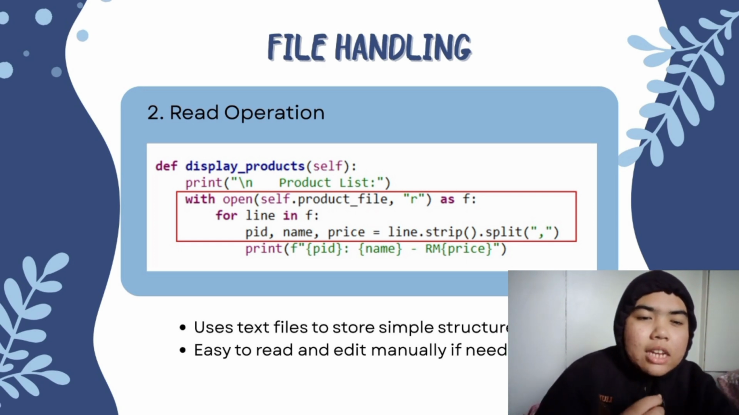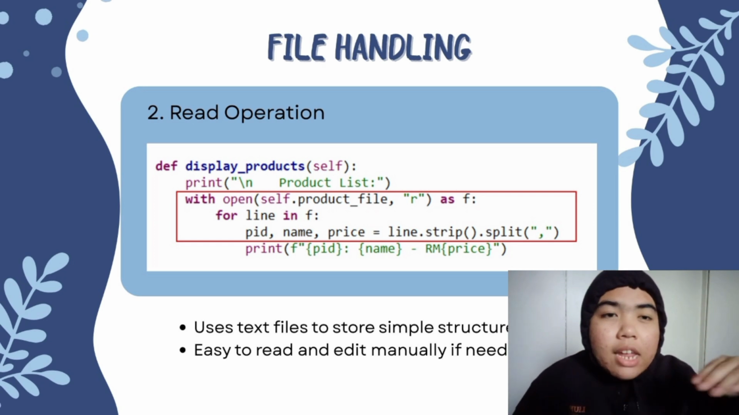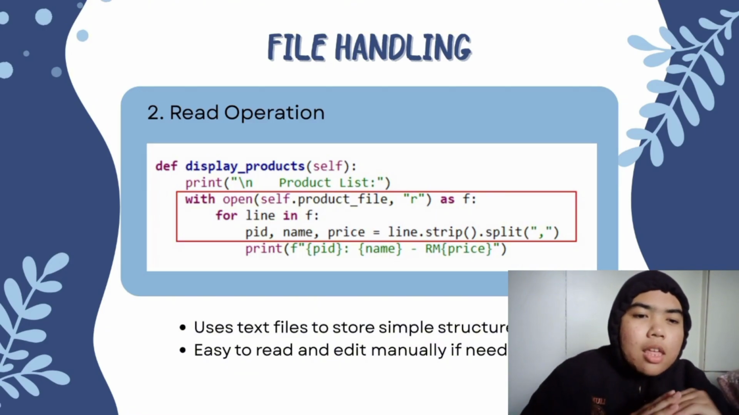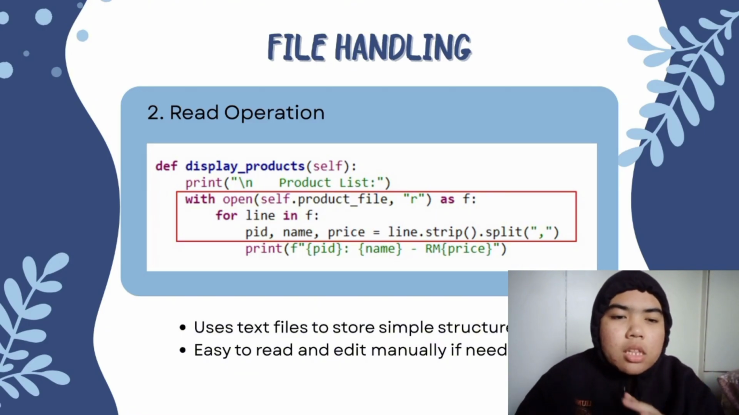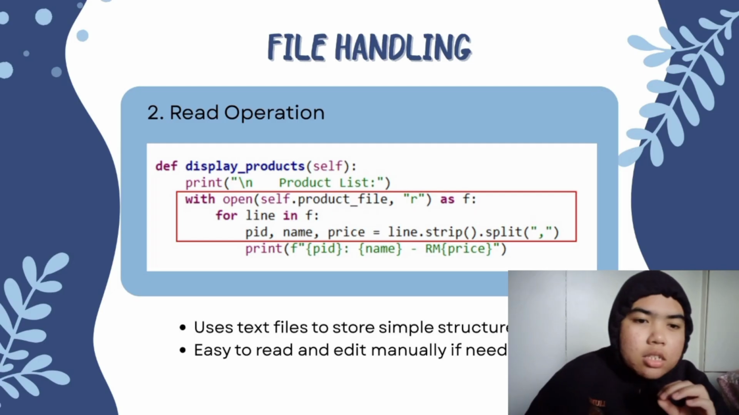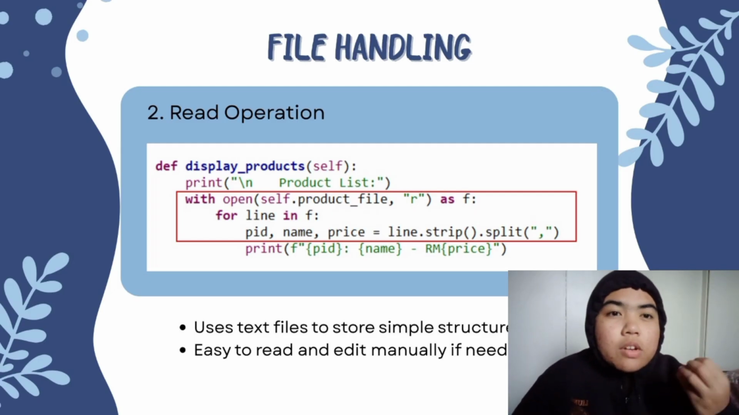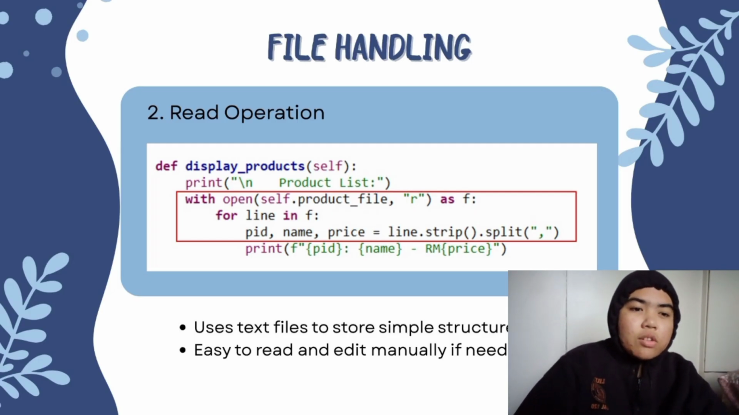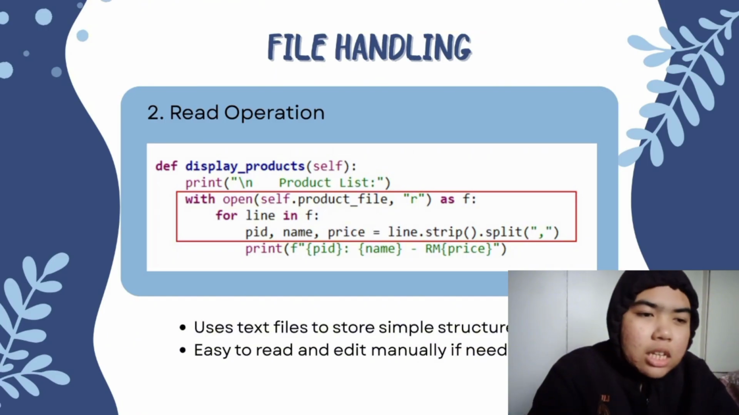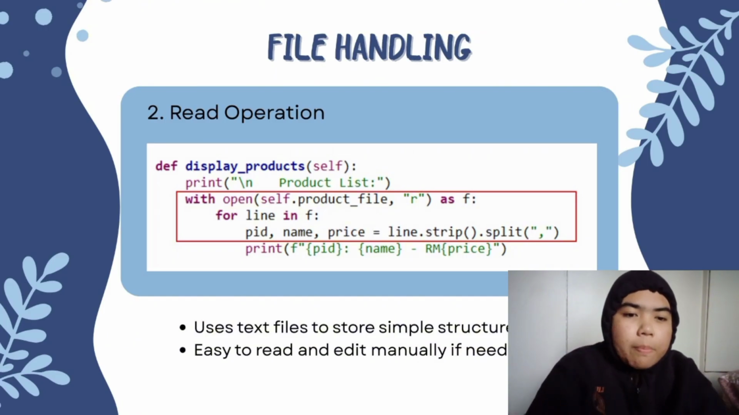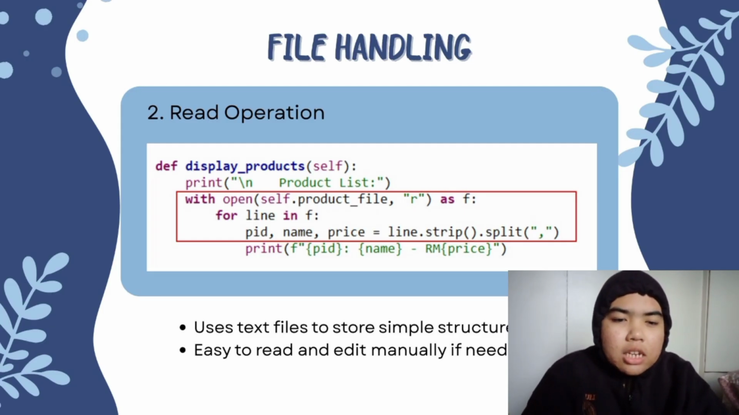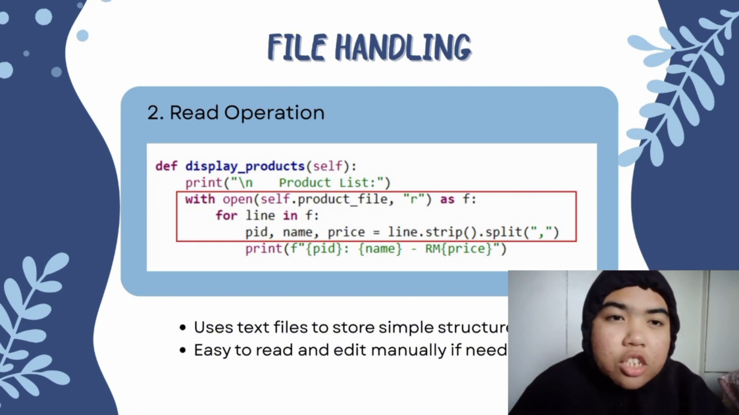Okay, and next, this will open the file in read mode because it's stated R. And then for line in f reads the file line by line. Then this line will have the strip function. It will remove any extra new line or spaces and split the data into three parts, which are product ID, name, and price. And then print line is to neatly print out each product.